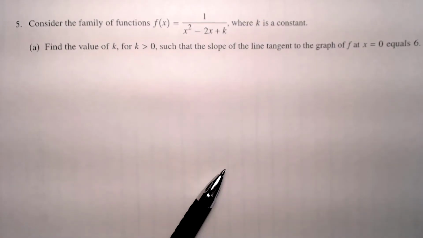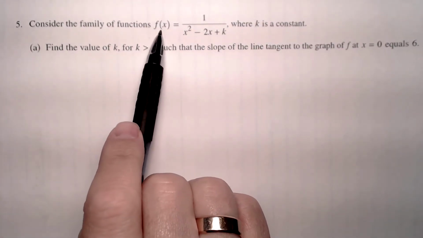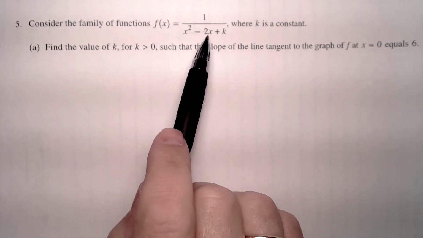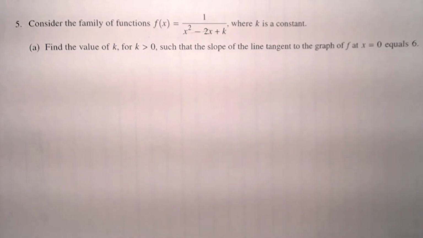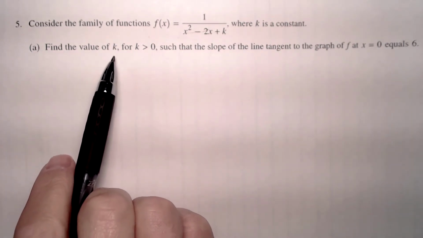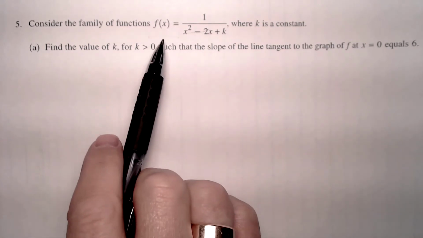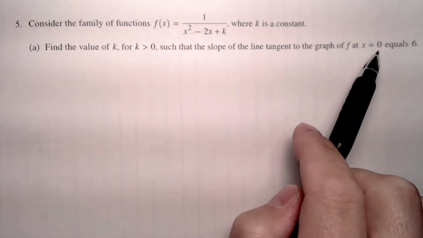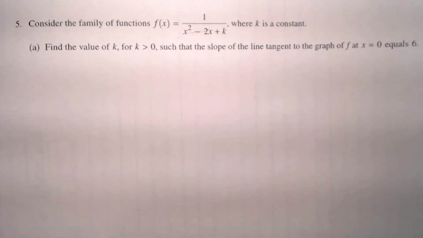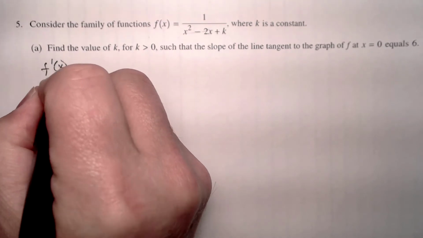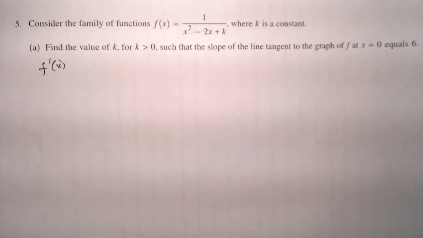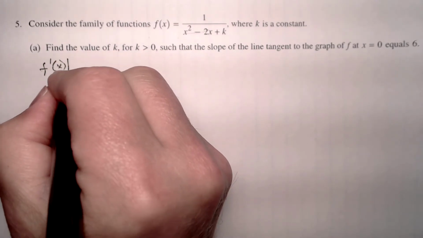In this question we are given a family of functions f of x, which is 1 over x squared minus 2x plus k, where k is a constant. And we need to find the value of k for which the slope of the line tangent to this function at the point x equals 0 is equal to 6. So let's find what the slope of the line tangent to the function is, and that is the derivative of this function at that particular point, x equals 0.